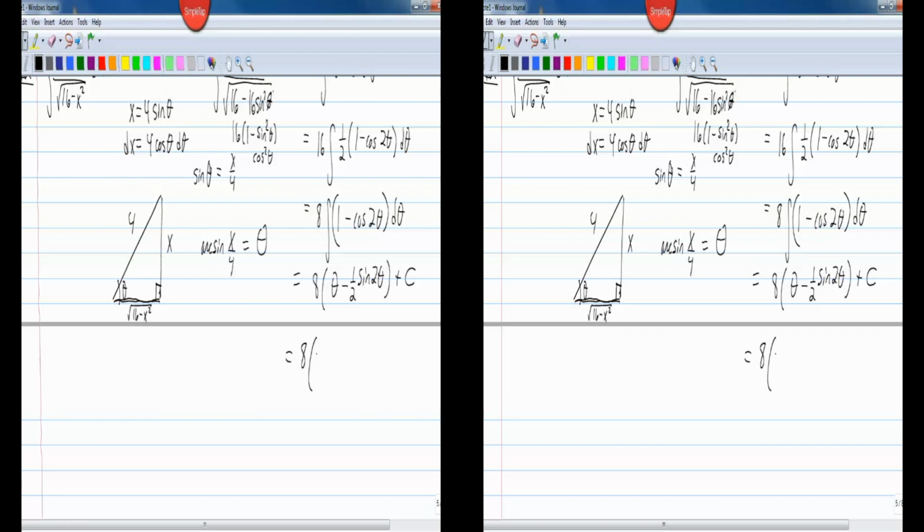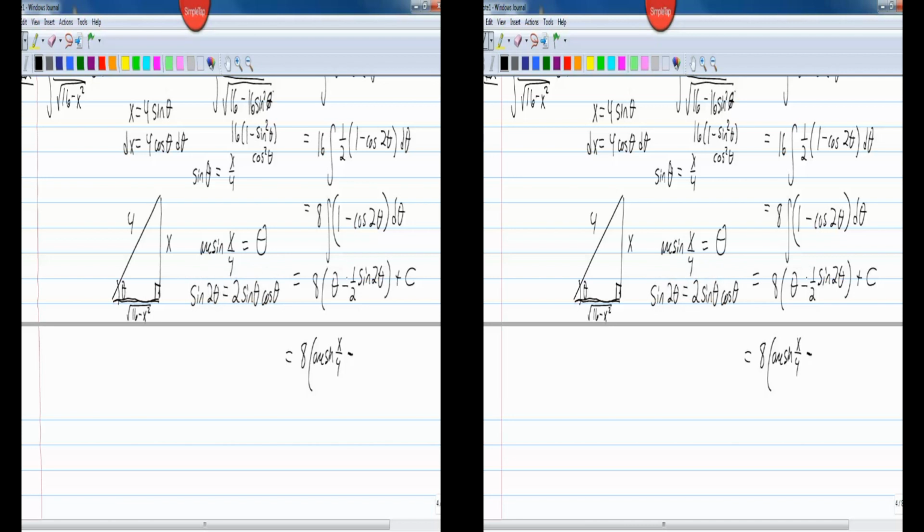This is 8 times arc sine x over 4 minus, alright, this right here, sine of 2 theta. When you have sine of 2 theta, or cosine, if we would have had just cosine of 2 theta, you need to use one of the double angle identities. There is a double angle identity that states that the sine of 2 theta is equal to 2 times the sine of theta times the cosine of theta. This is something that you would learn in trigonometry, in your trigonometry class.